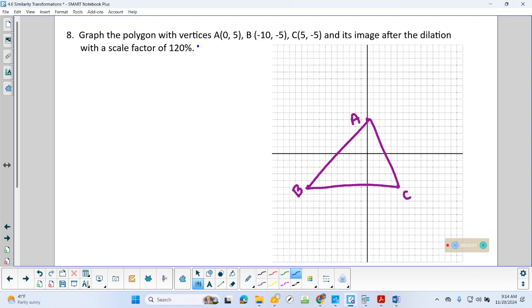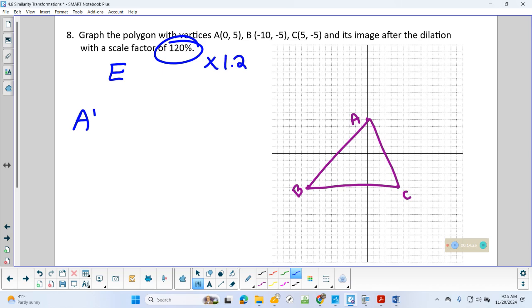Okay, scale factor, 120%. First question, enlargement or reduction? Enlargement, it's going to be bigger, 20% over. Now, when you make your coordinates, a lot of you are using graphing calculators, myself included, and those do not have percent keys on them. You cannot hit times 120% on your calculator. You have to know what that is as a decimal. 120% is the same as what decimal? 1.2.